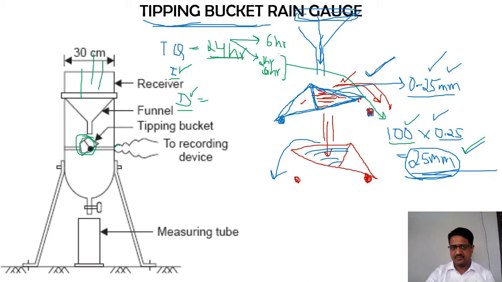Now whenever the electronic devices are recording, what all things will they record? Okay, so the first thing they will record is the time, at what time this tipping has started or ended. Next will be the number of tippings that are going to be there.